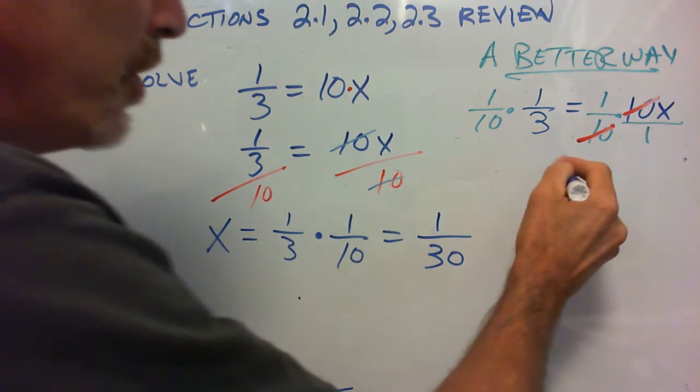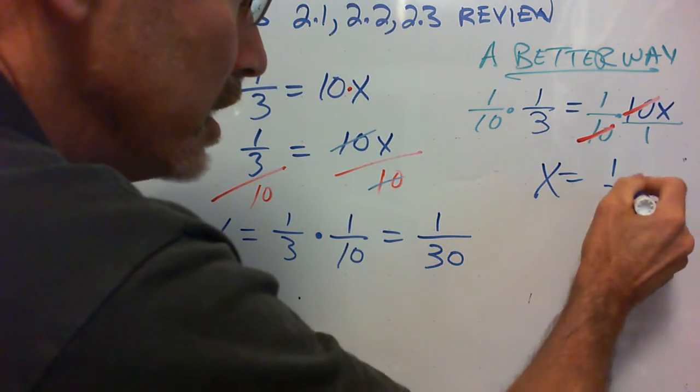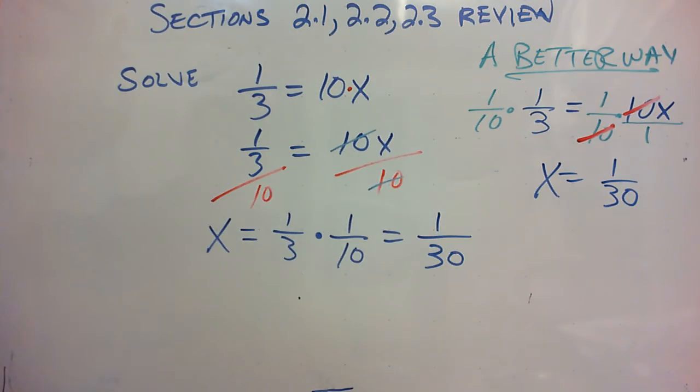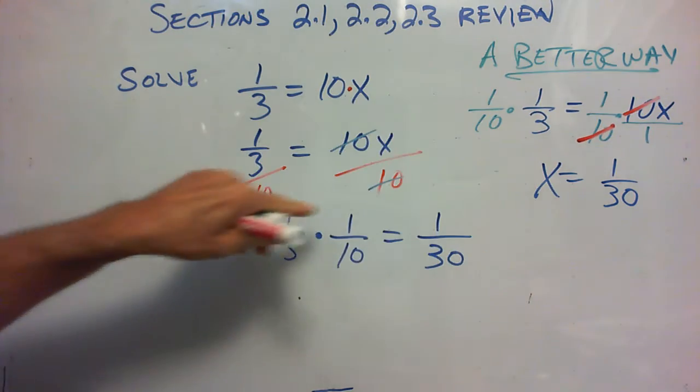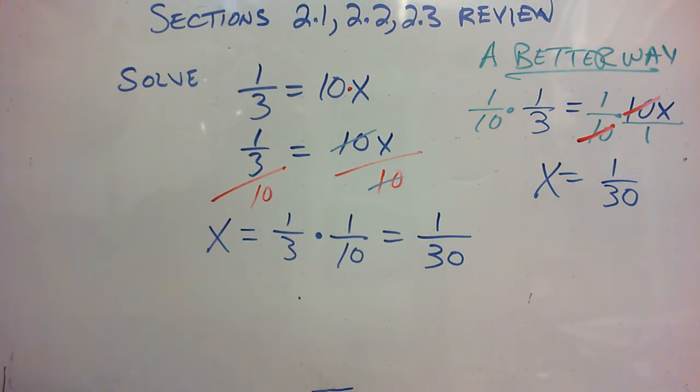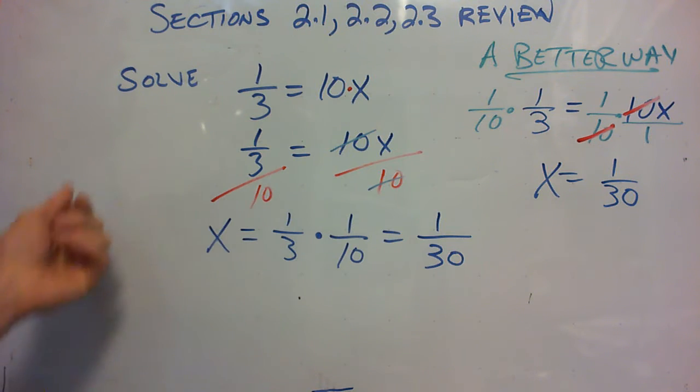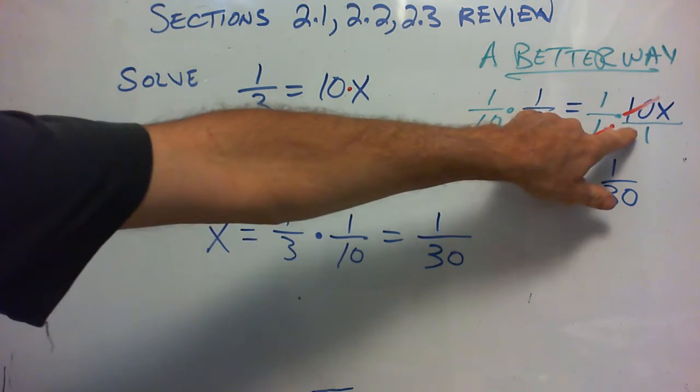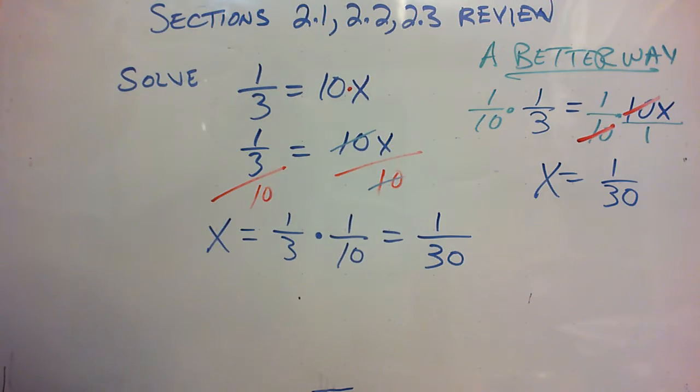x is 1/30. So we get our answer in one step rather than two. And it seems a little easier to follow than this dividing by 10 business. So remember that you can cancel out a factor by multiplying by its reciprocal.